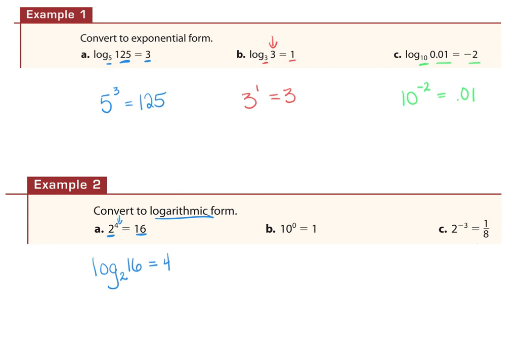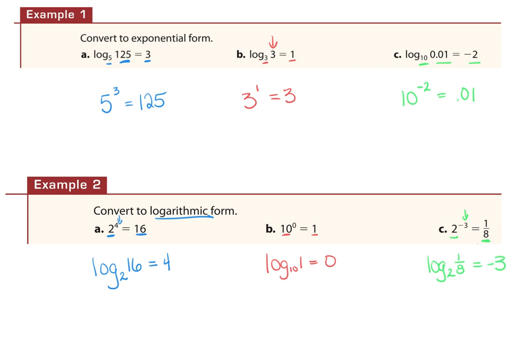Let's look at the next one. My base here is the same base, 10. What do I have to take 10 up to get a 1? Well, I have to take it to the power of 0. Last one. Log, my base here is 2. 2 to what power equals 1/8? My answer here is -3.